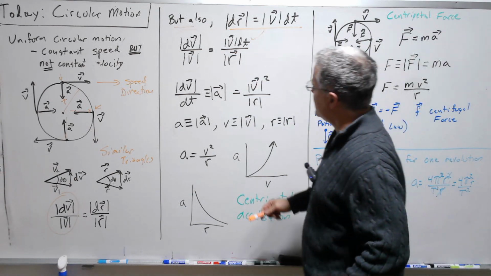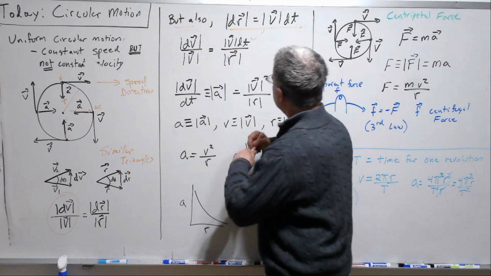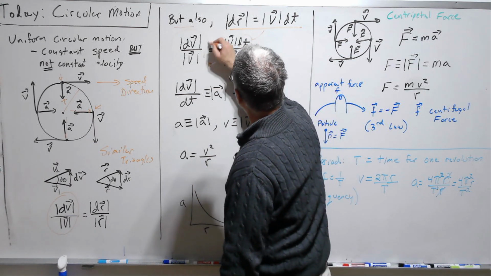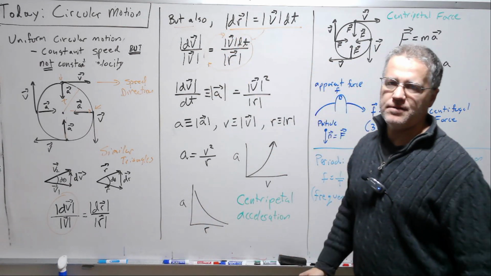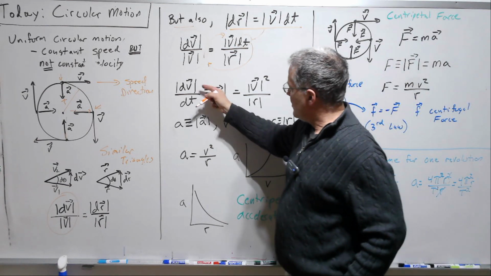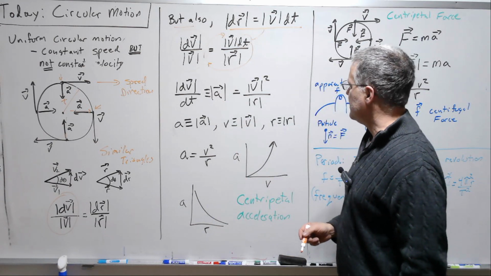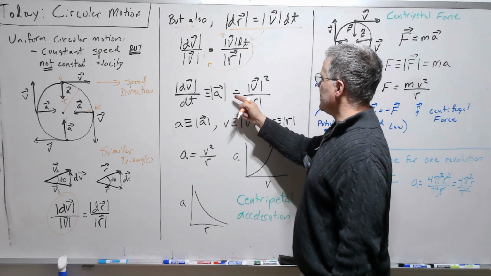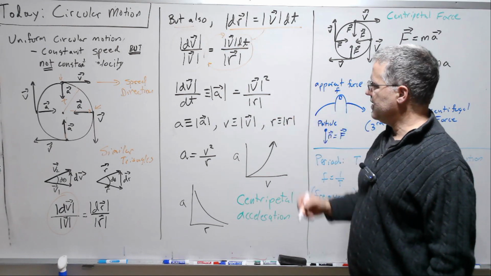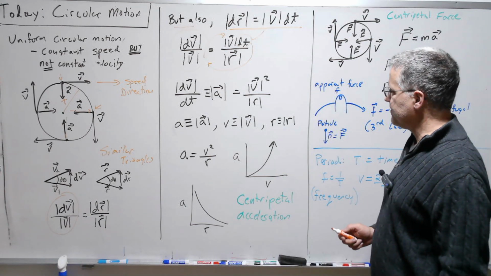All right, well, what can we do here? Let's bring this dt over. We'll bring this v, magnitude of velocity, upward. That's dv over dt. Well, that's the magnitude of the acceleration. And so we see that the magnitude of the acceleration is equal to the magnitude of the velocity squared divided by the magnitude of the position vector.